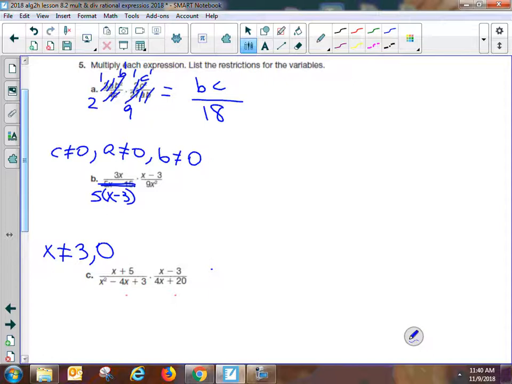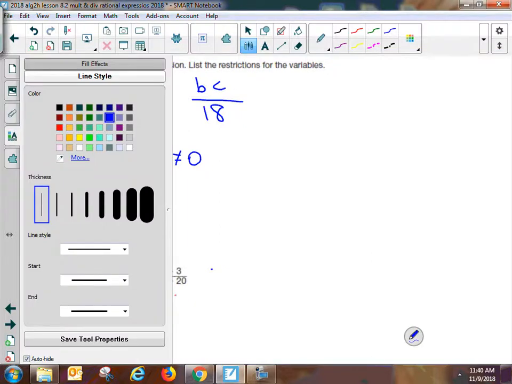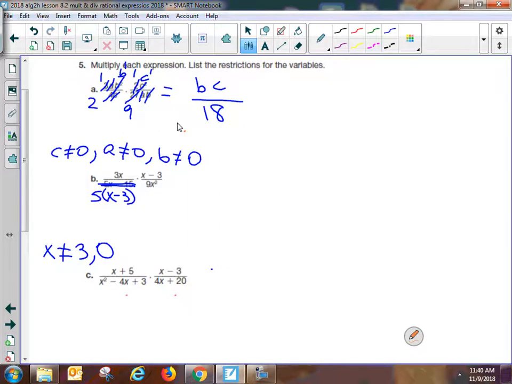So now that I have my restrictions listed out, does anything cancel? Yes. What goes? X minus 3 with x minus 3. Okay. Anything else? 3x goes into 9x squared how many times? 3x. Okay. That looks like, okay, ooh, what's left up on top?